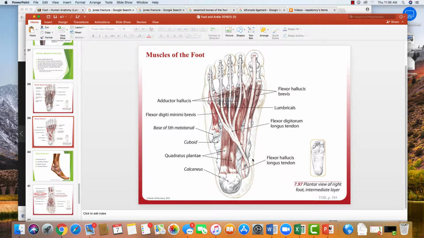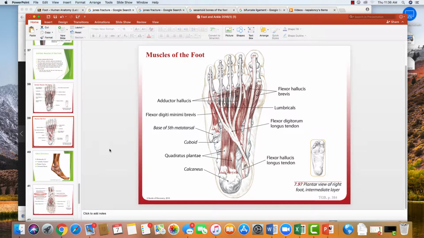Again, another view here of the intrinsic muscles of the foot. This is a nice picture of the flexor hallucis longus and the flexor digitorum longus coming all the way down into the ends of those toes. And remember, the flexor hallucis longus is the thing that loops right there at the sustentaculum tali, so that's kind of that point that we talked about before.